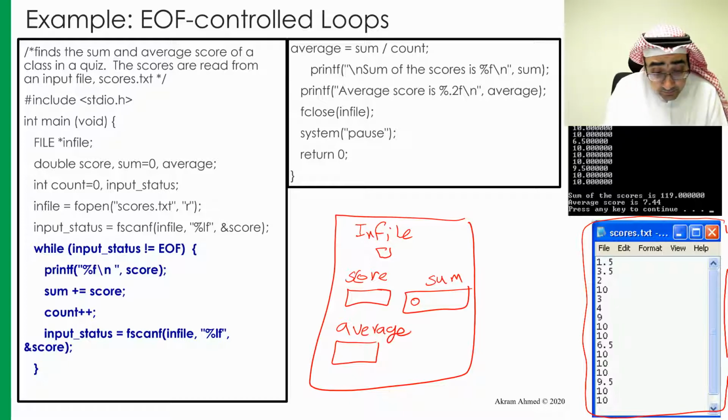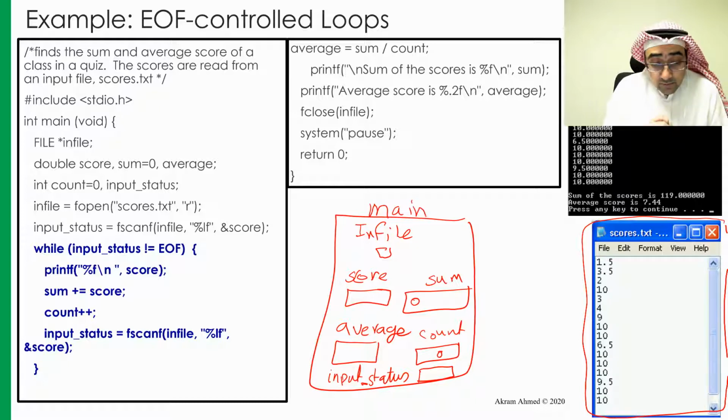These are my doubles. I also declare a count, and notice the count stays 0, and I have an input_status, with an underscore, and the input status is a variable. So I declared all of my variables, and this will be the memory space inside my main memory. The function main has a memory, and inside it I have declared all of this.